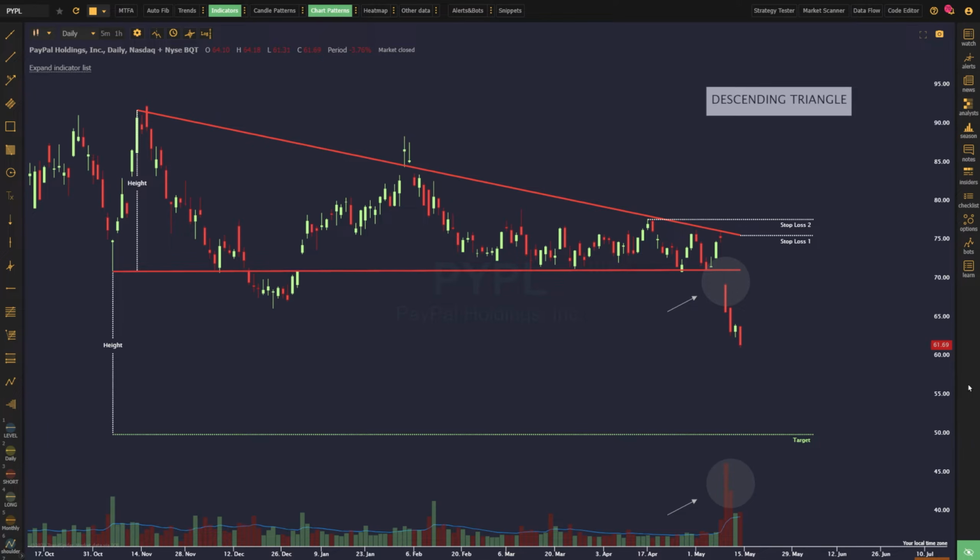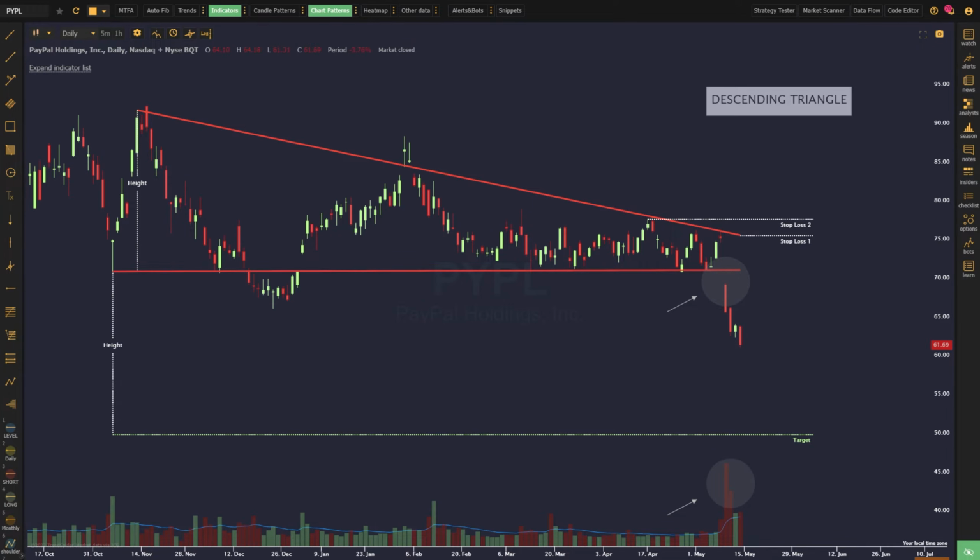To trade it, look for a confirmed breakout below the horizontal support line, accompanied by an increase in volume. You can set your stop above the falling trend line or the most recent swing high. A price target can be estimated by measuring the height of the pattern and subtracting it from the breakout point.